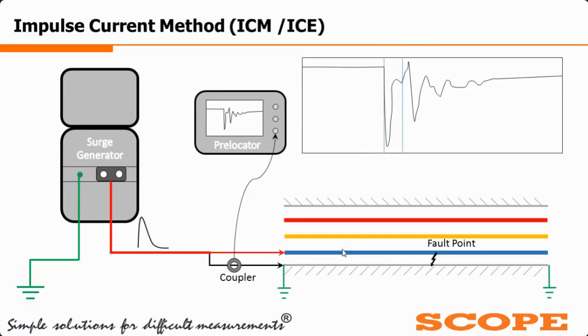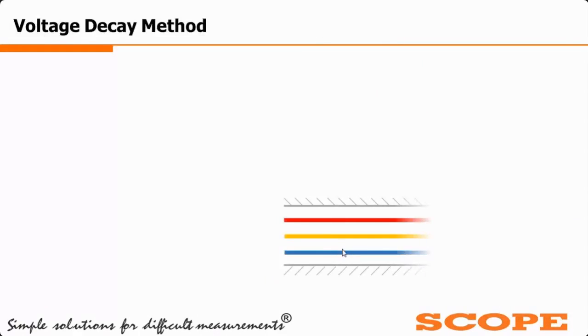Now we will see the next method of high voltage prelocation. The next method is called the voltage decay method.